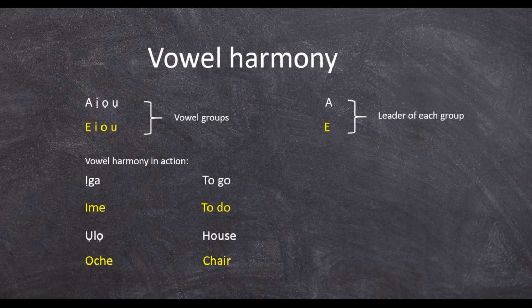This is an example. So as we go into conjugating the verbs, we need to know these two groups and we need to remember the leaders. The leaders are just A and E. And you can see that the vowels in the lighter group include the leader, which is A, together with the dotted vowels, while the heavy group has E as its leader and the non-dotted vowels.